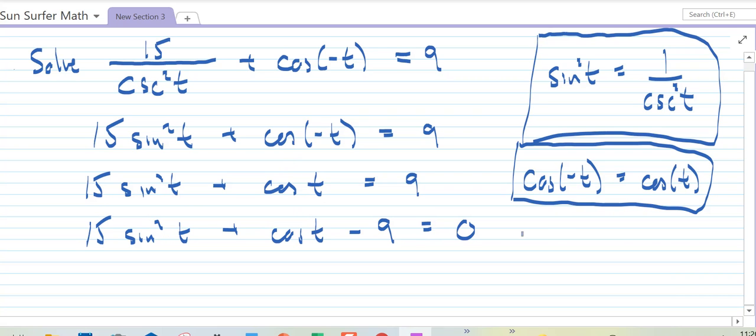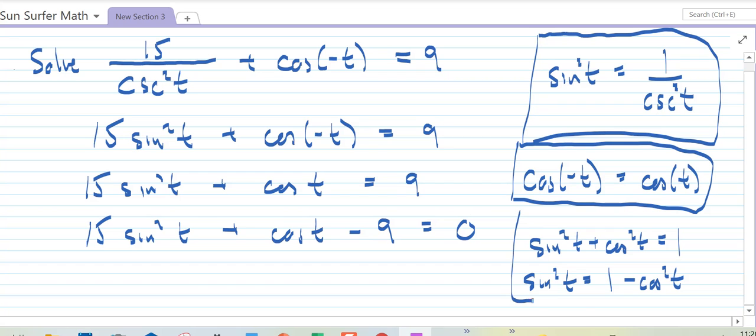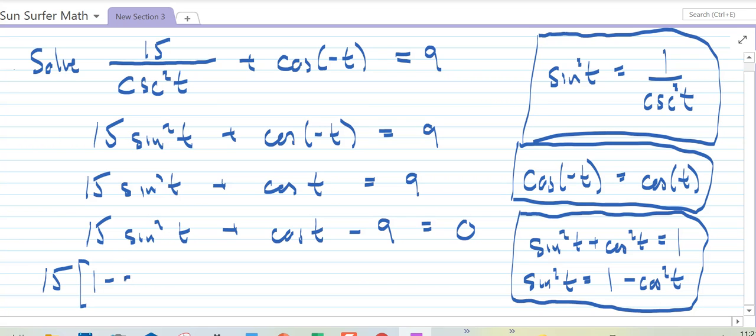So the next thing I want to look at are some more identities. The next identity to take a look at is sine squared t plus cosine squared t equals 1, which we can rewrite as sine squared t is equal to 1 minus cosine squared t. This is one of the Pythagorean identities, and that is the third identity that we're going to be using in solving this problem. So I'm simply going to take out sine squared and put in 1 minus cosine squared t.